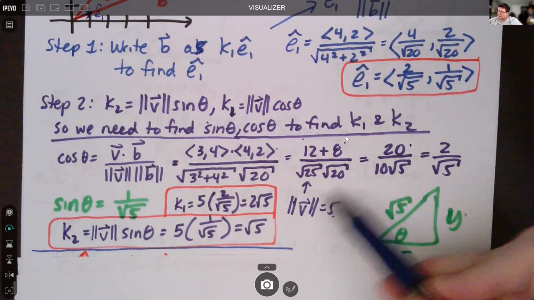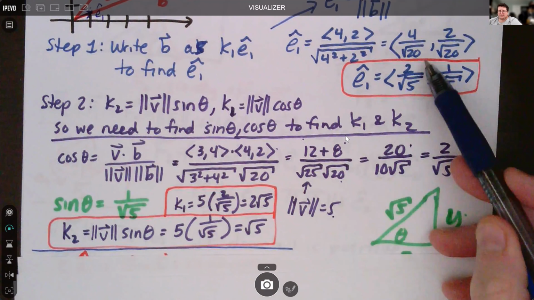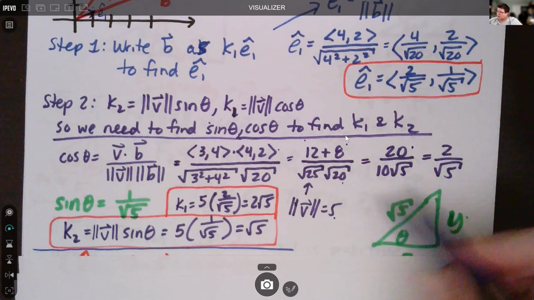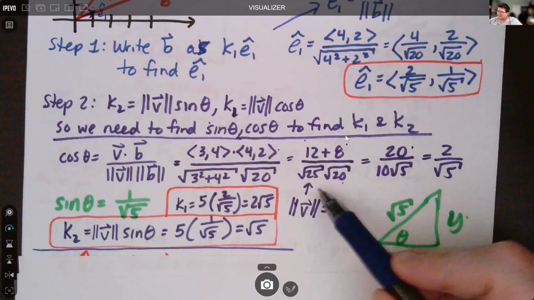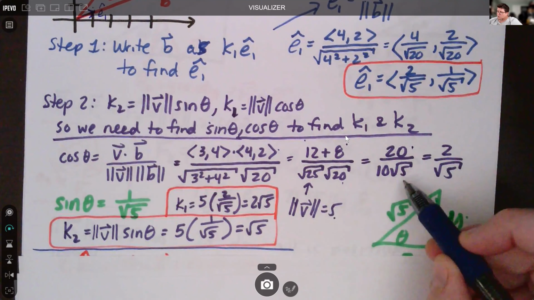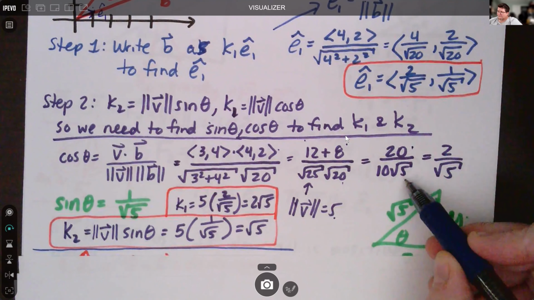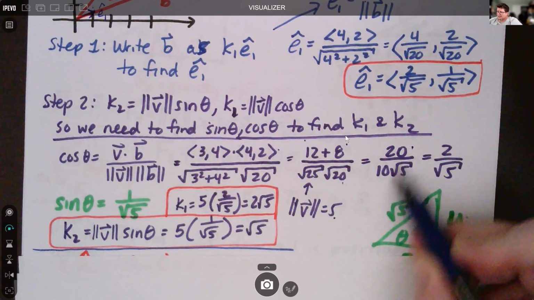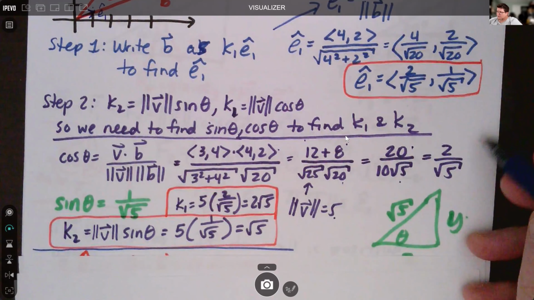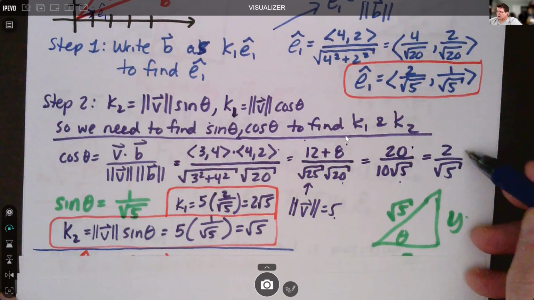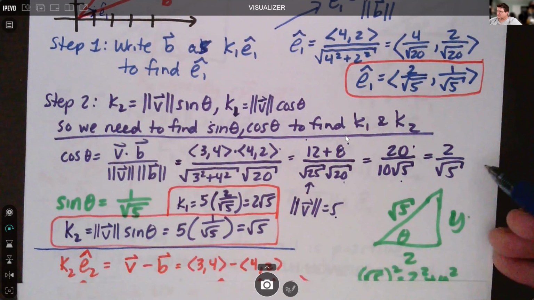We already did the norm of B. It was root 20 up here, let's not do it again. So we've got 12 plus 8 is 20. Square root of 25 is 5. The root 20 is 2 root 5, I factored out the 4. I ended up getting 10 root 5 in the denominator. So cosine theta is 2 over root 5.